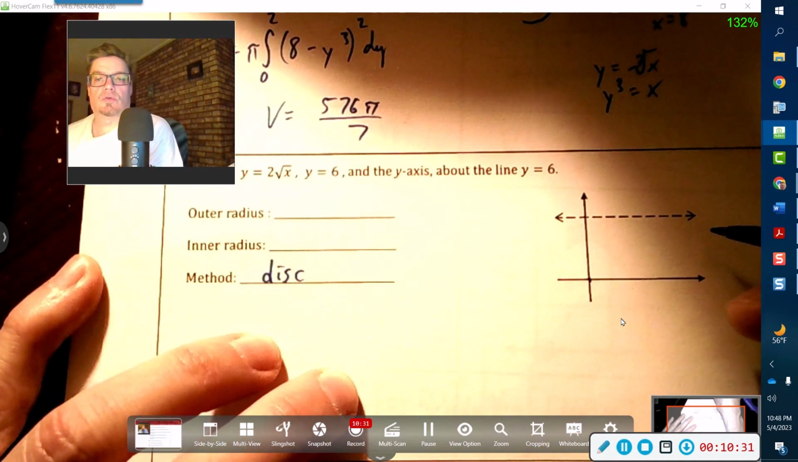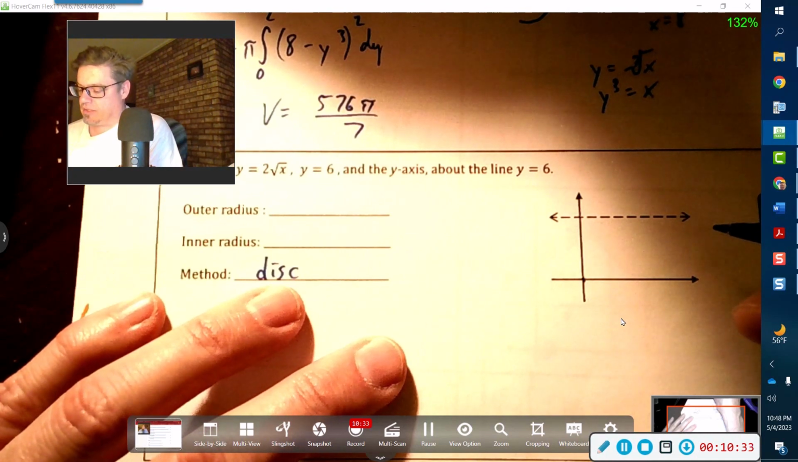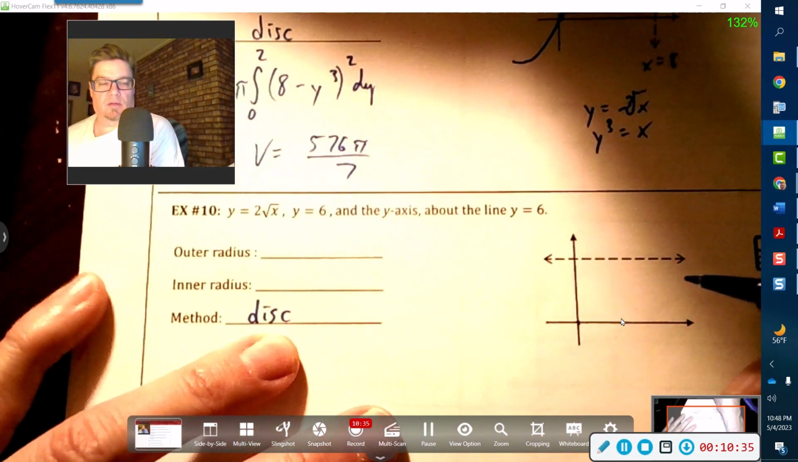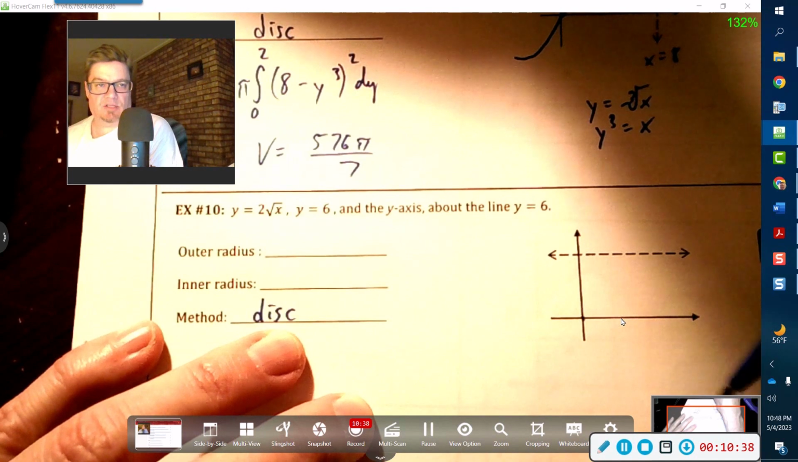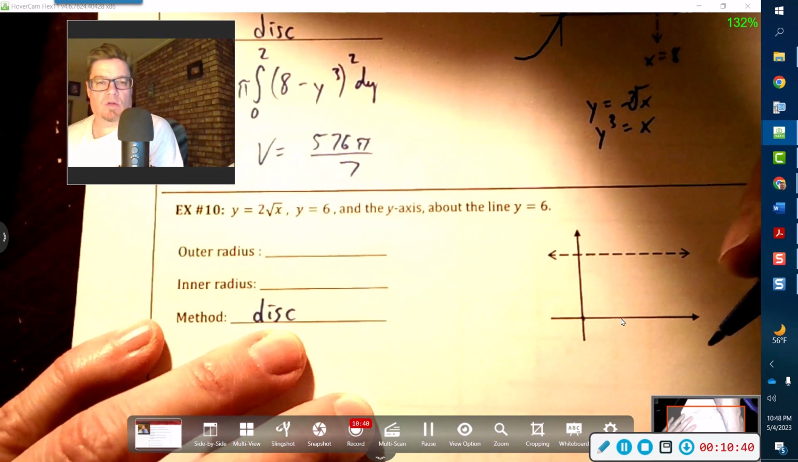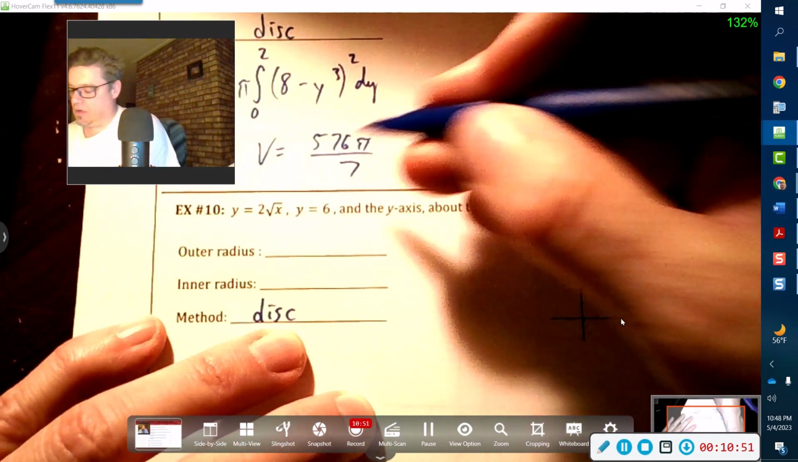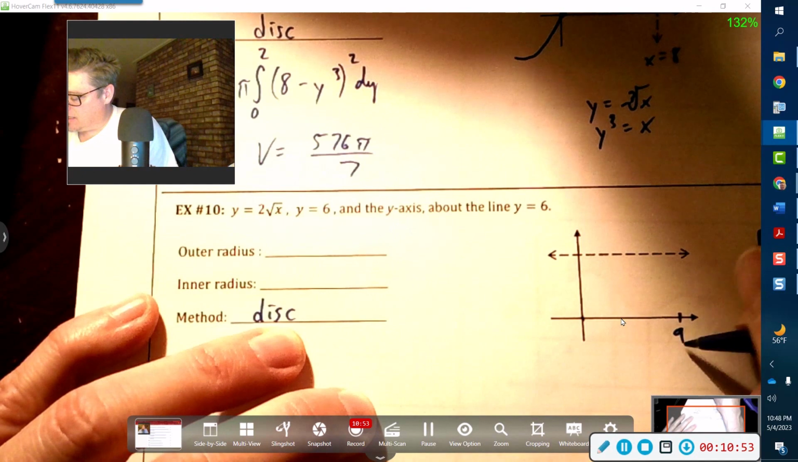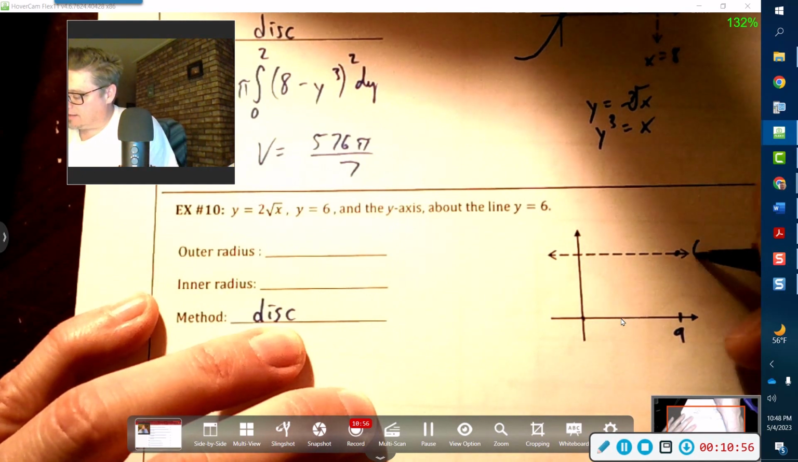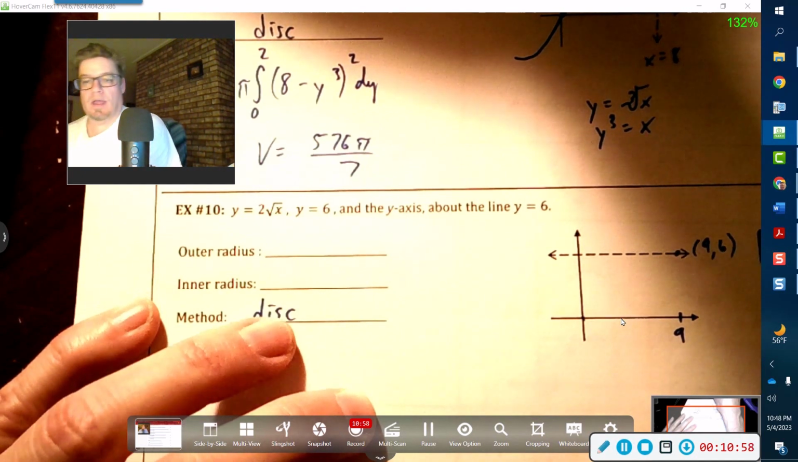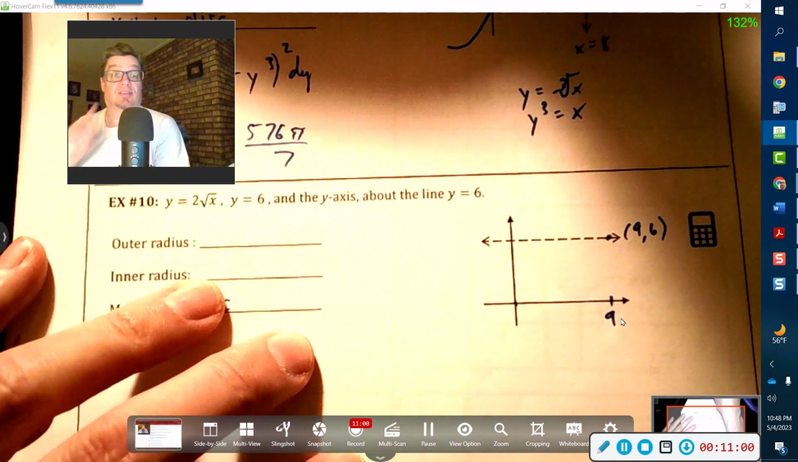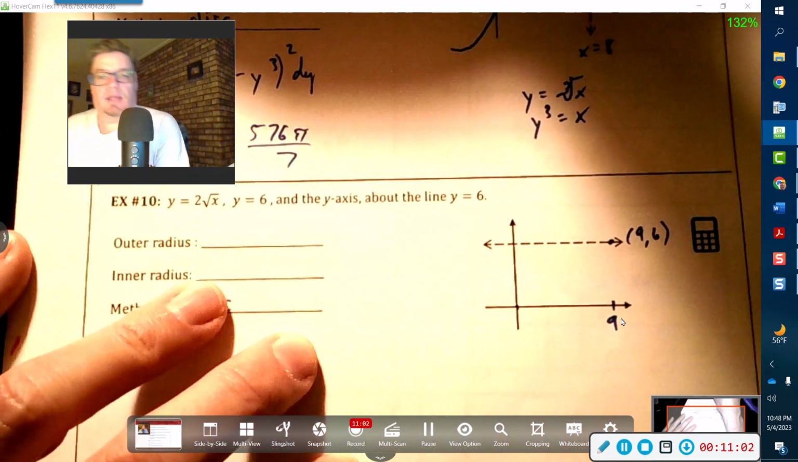I'm going to try to do this right. I don't want to just sketch; I want to think about this. Let's throw in a value for x. If I put in a 4, I'd get 4. If I put in a 9, I'd get 6. So right there, if this is 9, that's 6. That's great because that actually touches the line. So I kind of got lucky there.